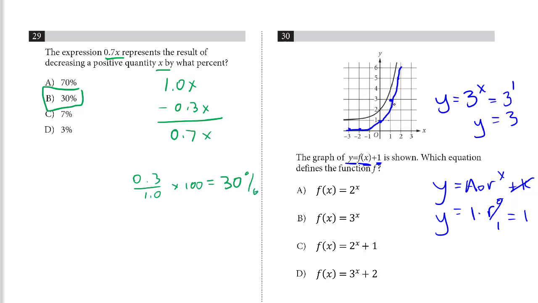So at x equals 0, we fit to y equals 1 on the graph. At x equals 1, we fit to y equals 3 on the graph, which fits the graph. The result is our function is y equals 3 to the x, or f of x equals 3 to the x. The correct answer for 30 is B.